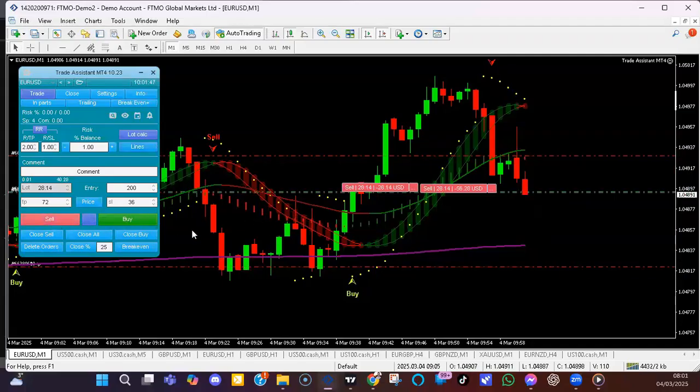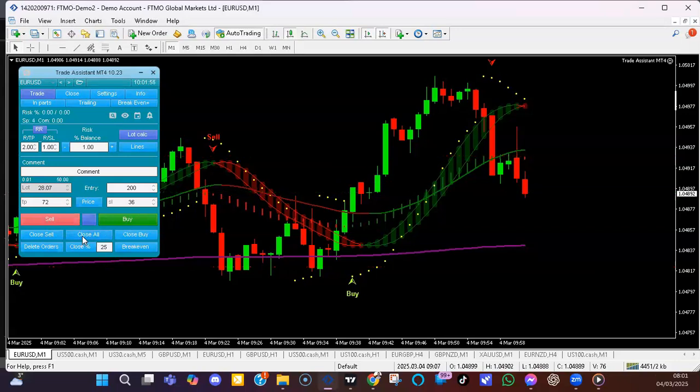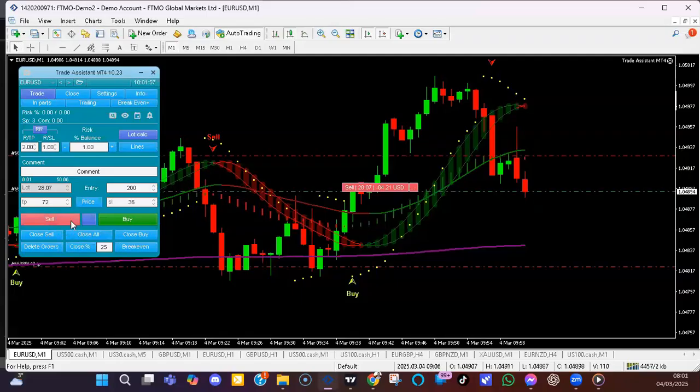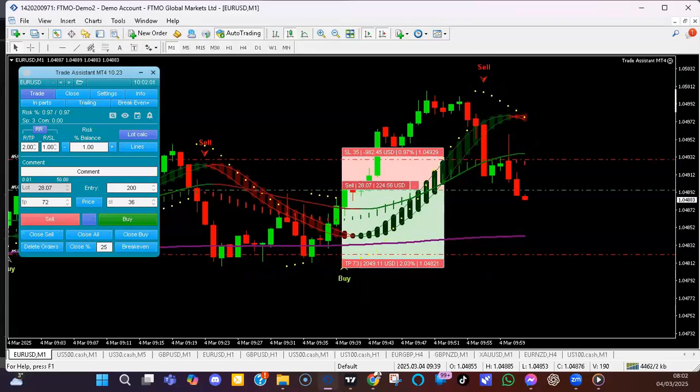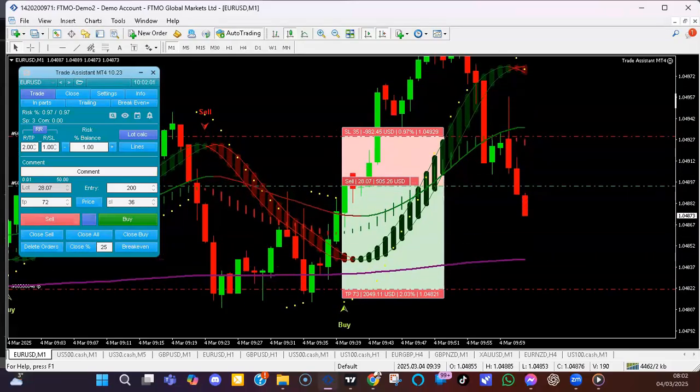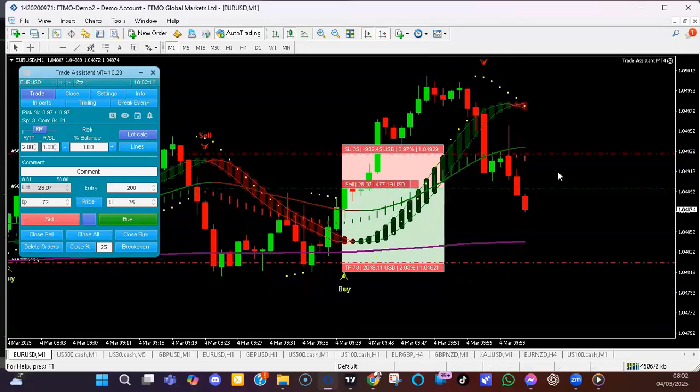Oh, why has it done that? Sorry, I made a mistake there. I opened two positions for some reason. But I'm 3.5 pips away in anticipation of that trend line turning red very, very soon.